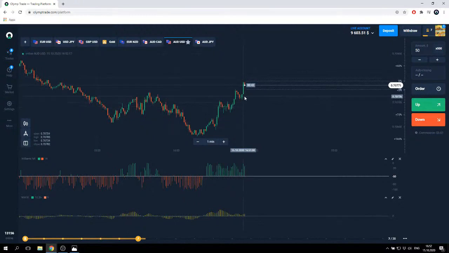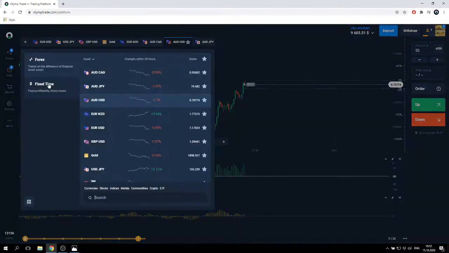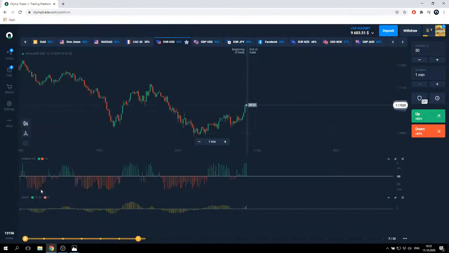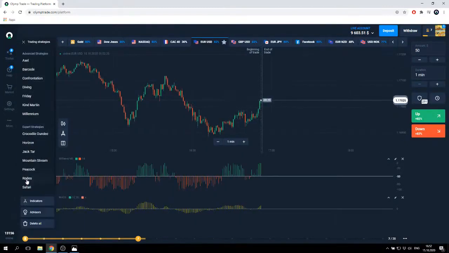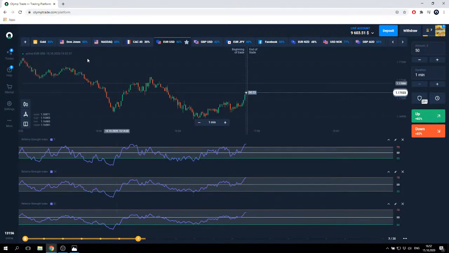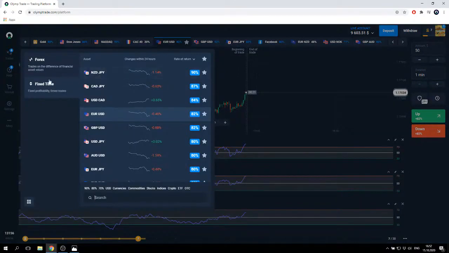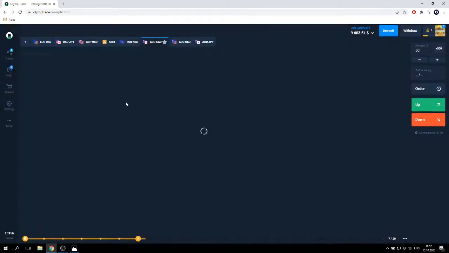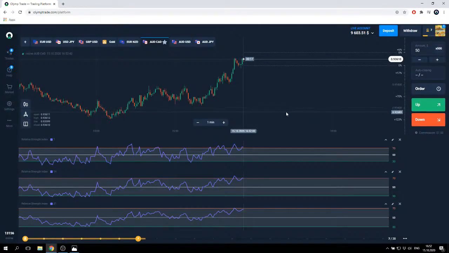So this is regarding the Safari strategy, and lastly we'll try to see the triple rebound. What we'll do is quickly go to the fixed time, go to the indicator options, and select the triple rebound strategy. Yes, we have set the triple rebound strategy, and we'll switch the mode and come to the Forex, right? So here we are on the Forex mode.